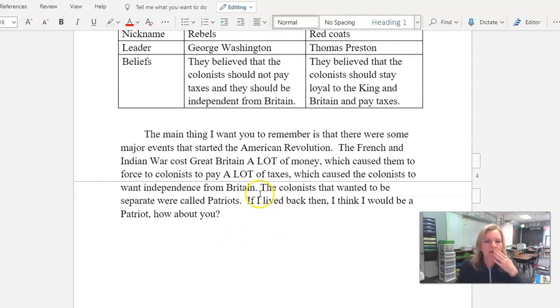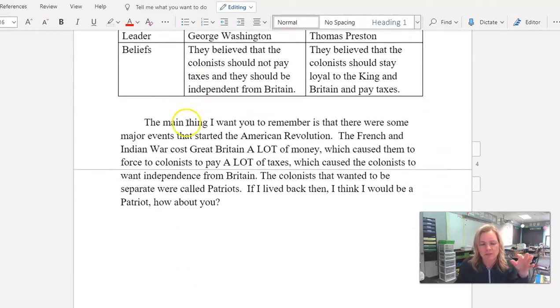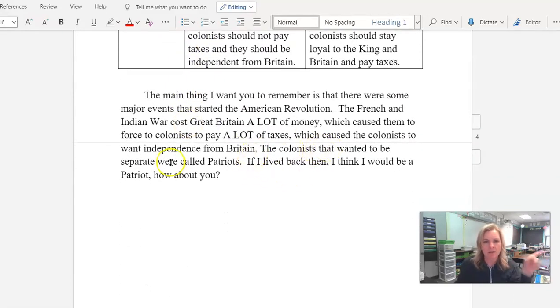First I repeated about patriots and loyalists. I say the colonists that wanted to be separate were called patriots. If I lived back then, I think I would be a patriot. How about you? So I left readers with my final thoughts, and then I asked my readers a question. So how are you going to end each chapter?